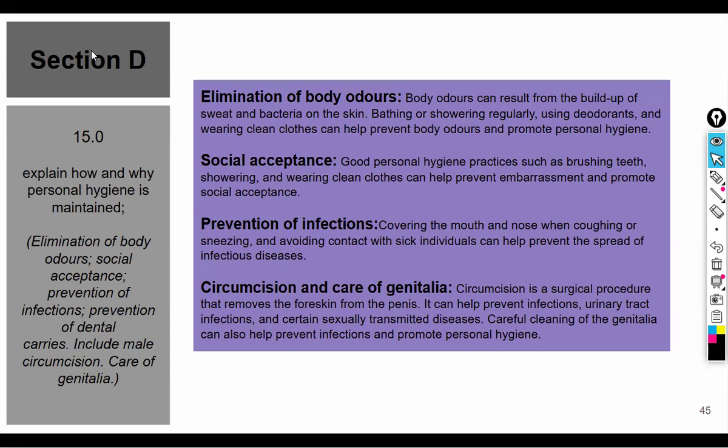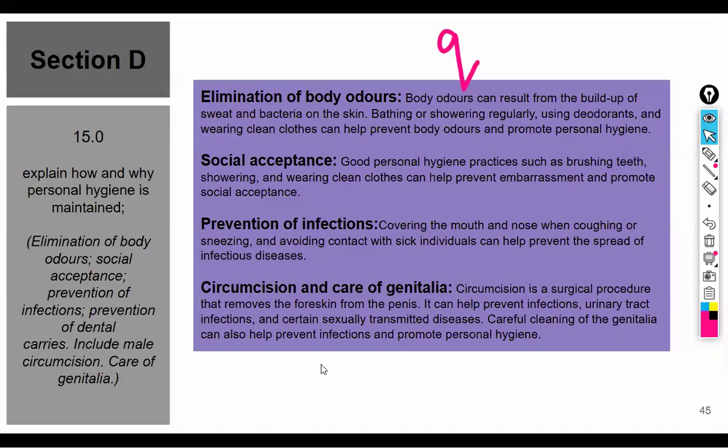These are some ways to take care of yourself, and of course reasons for being hygienic. Okay, give this a read. I don't think any of this will be new to you guys, but still give it a read because it comes up in the exam. It's easy marks. On to the next slide.